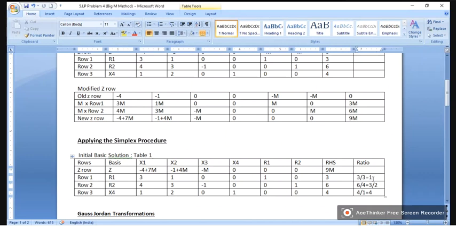In the next table, in the place of R1, x1 will be present, and you have to fill in these elements. You will carry out the Gauss-Jordan transformations and fill in the elements. You can do it. Take 1 minute to get any doubts clarified. Does anybody have any doubt?